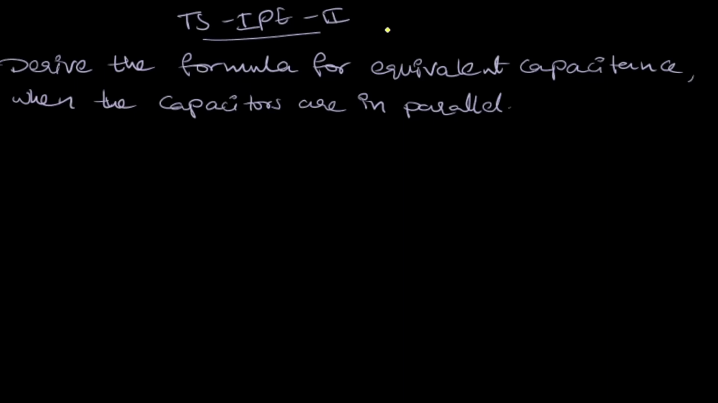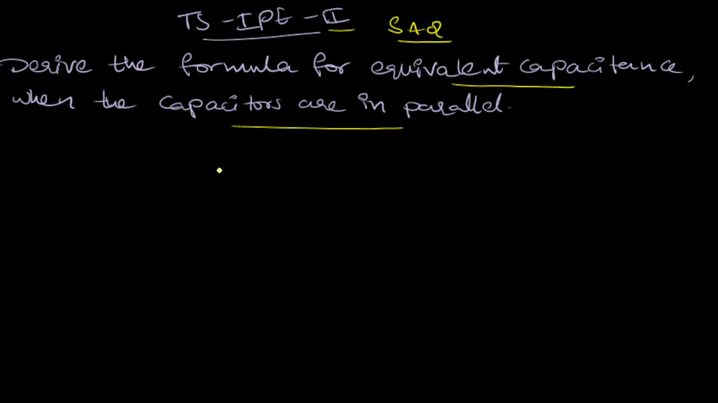In this lecture I am going to explain one more important short answer question for your TS/IPE second year physics examination. And the question is, derive the formula for equivalent capacitance when the capacitors are in parallel. When the capacitors are connected in parallel, we have to find out the equivalent capacitance, nothing but the total capacitance for the capacitors which are connected in parallel.